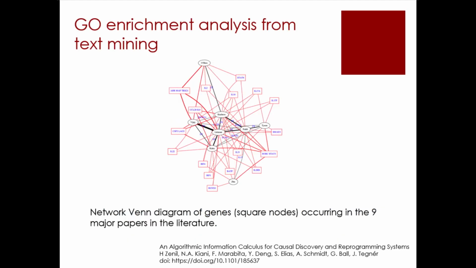Here is a Venn diagram in the form of a network showing the genes in square nodes that have been identified in the literature from 9 major papers shown in black elliptic nodes covering research on Th17 cells. We had to do this because traditional gene ontology databases are not specialized enough to cover literature specific to an immune cell like this one, even though this is at the forefront of current research.